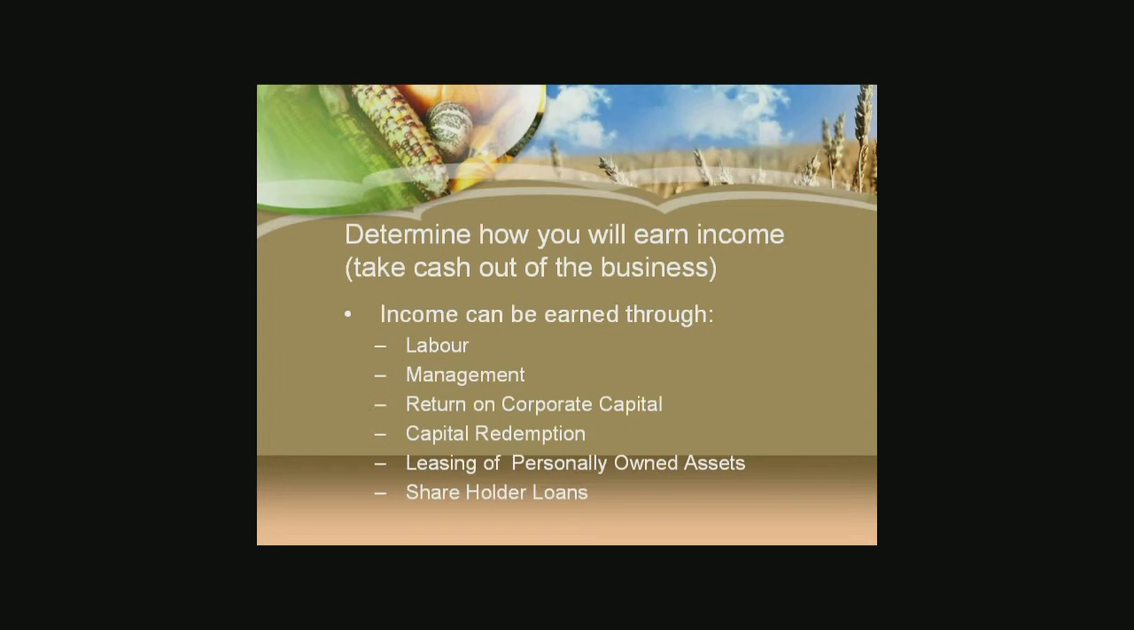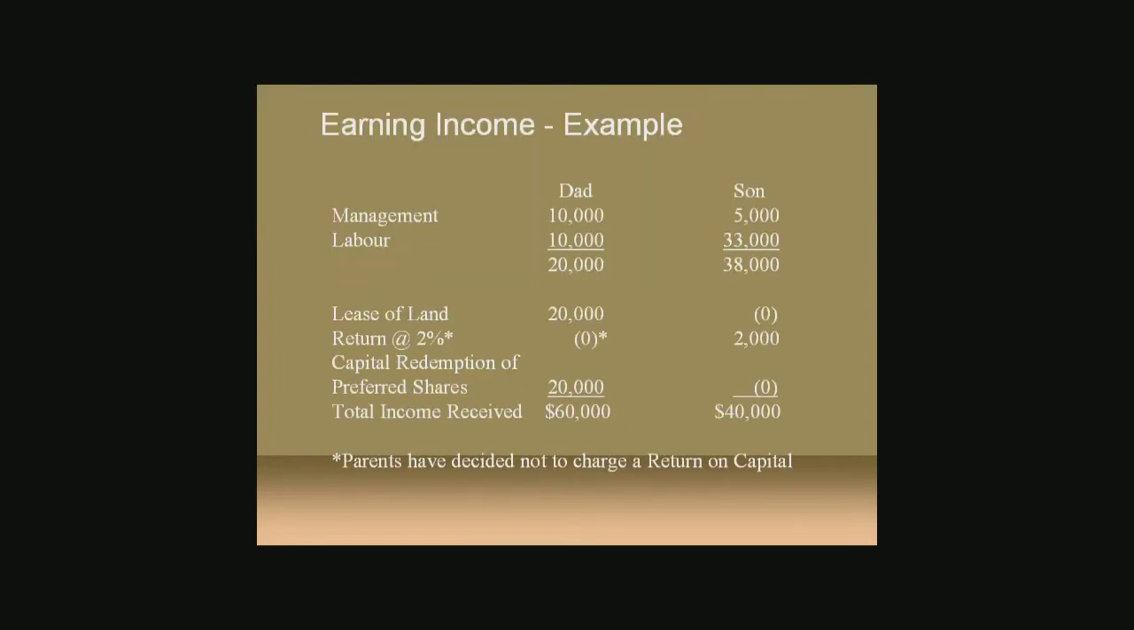So the only other thing I have to look at is an example showing that if this parent did receive $60,000, maybe they do $10,000 of management and $10,000 of labor. They lease their land to the company for $20,000 cash rent. And here's where I want the $20,000 of capital redemption of preferred shares, so their total income received is $60,000.